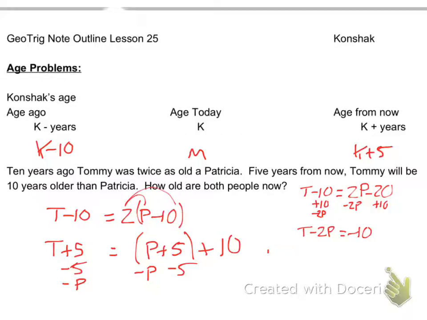And I'm going to place it right underneath that one. So that's t minus p equals what? 10. Is that a negative 10? Yeah, that's supposed to be a negative 10. Whoa, that went away.